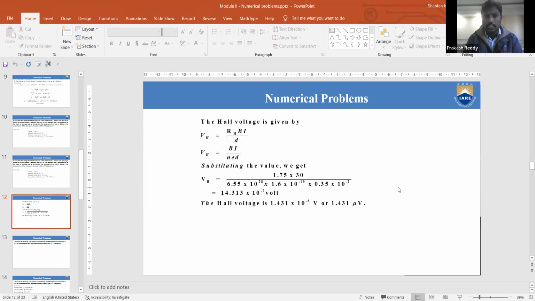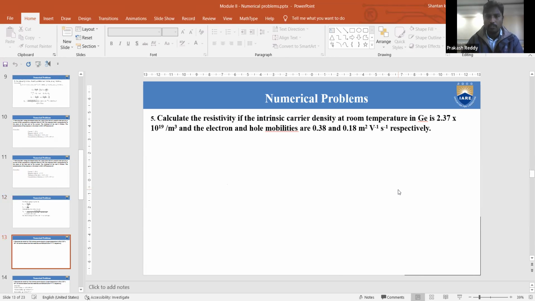The charge density is given. Using the formula RH equals 1 by n into e, first find out the RH. Substitute it in the same formula, then solve the problem. We already solved it yesterday. We get 1.431 micro, or 10 power minus 6 volts.